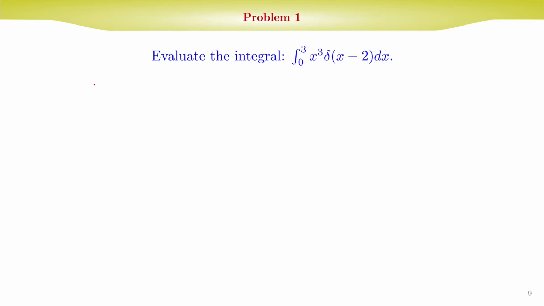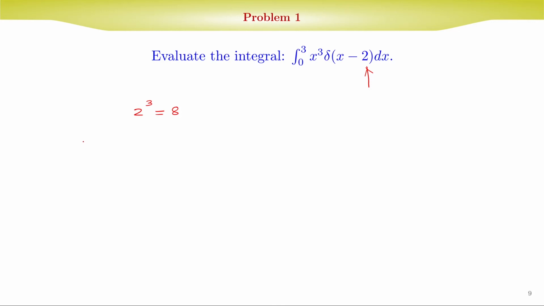We'll now try to evaluate the integral from 0 to 3 of x cube delta(x minus 2) dx. An inspection of this integral reveals that the delta function is centered at x equal to 2. That means that the delta function picks out the value of x cube at the point x equal to 2, so that the integral becomes 2 raised to 3, which is equal to 8.